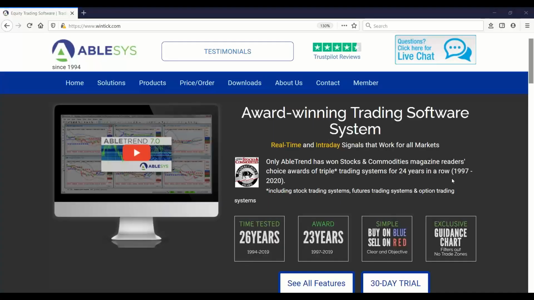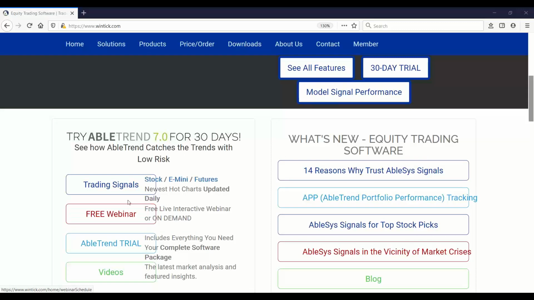So let me just show you the website right here. I want to show you something here for stock traders. This is, of course, our website. If you just scroll down a little bit here and click on trade signals, you could look at stocks, minis, futures. Let's just take a look at stocks here.